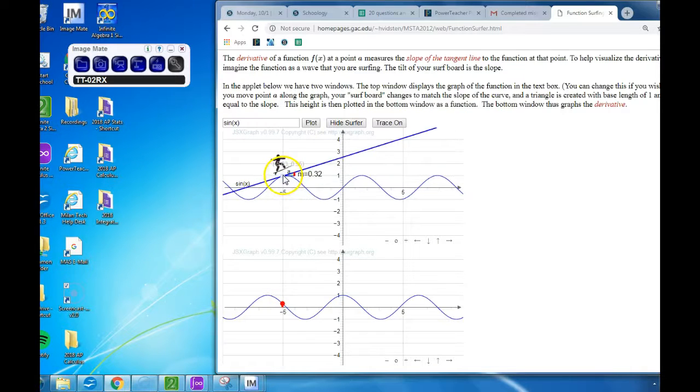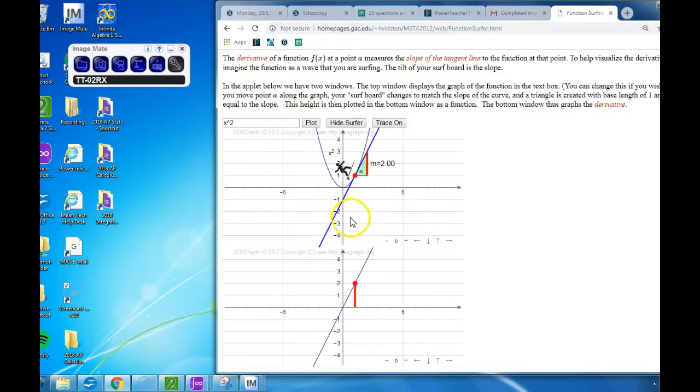So we'll do more of this tomorrow. Let me just show you another graph, I guess.